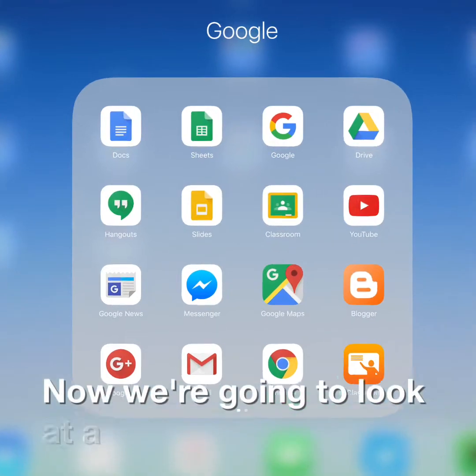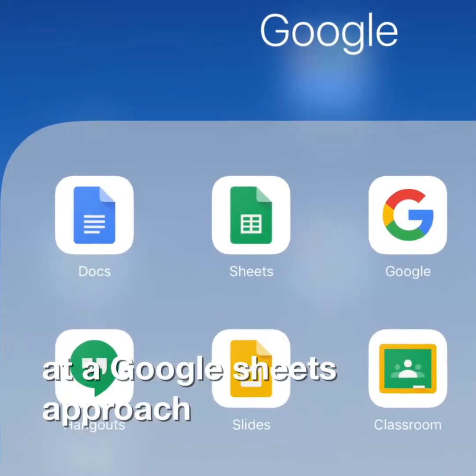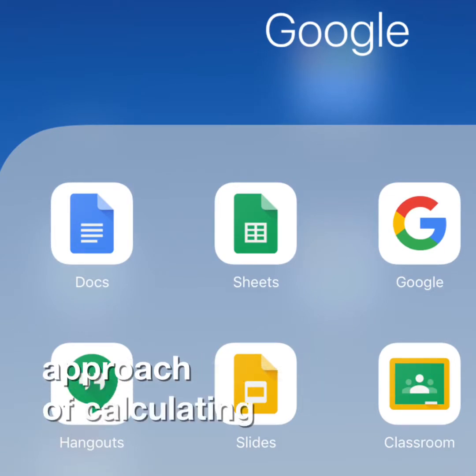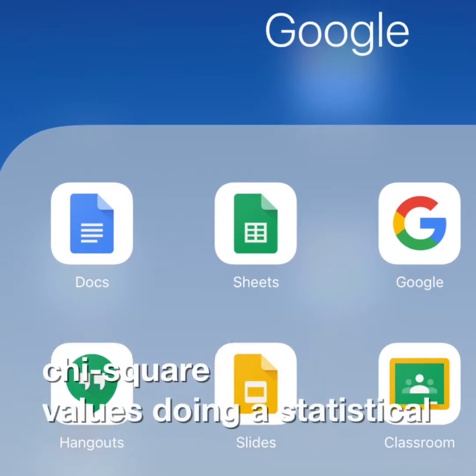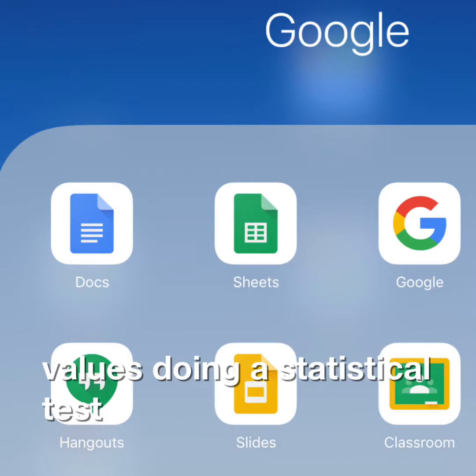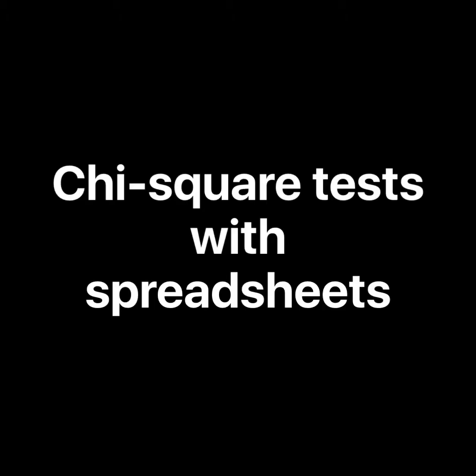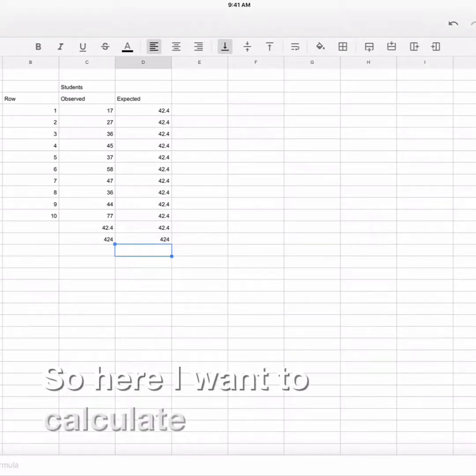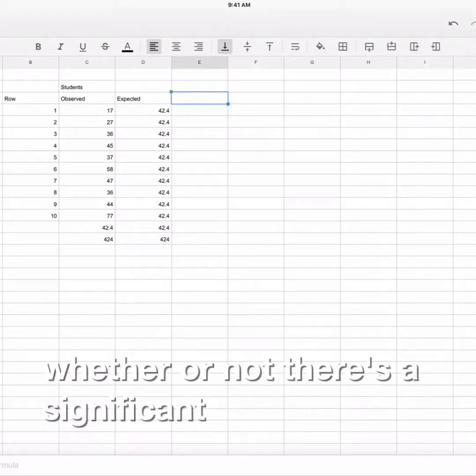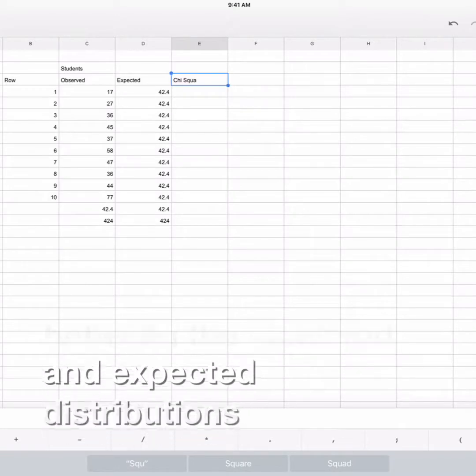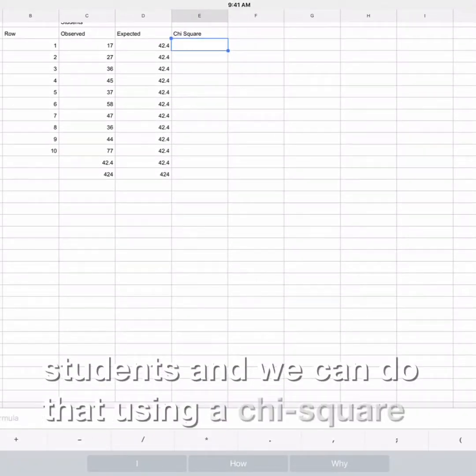Now we're going to look at a Google Sheets approach of calculating chi-square values, doing a statistical test, again using Google Sheets. So here I want to calculate whether or not there's a significant difference between the observed and expected distributions of students, and we can do that using a chi-square test.